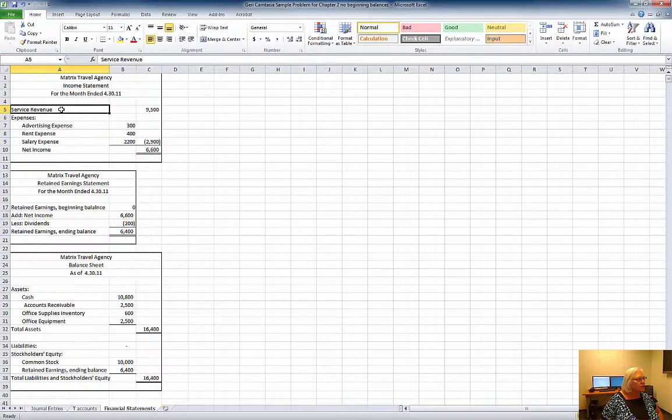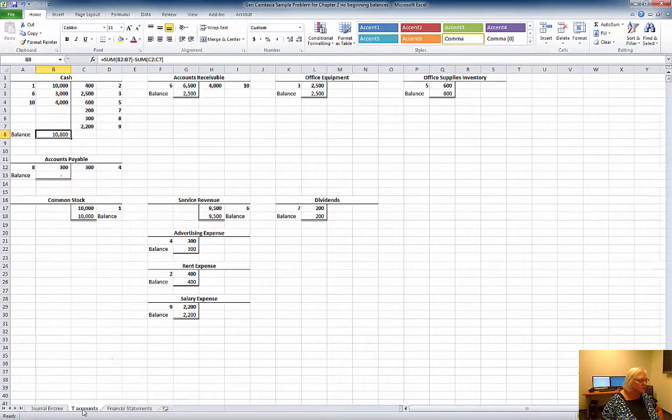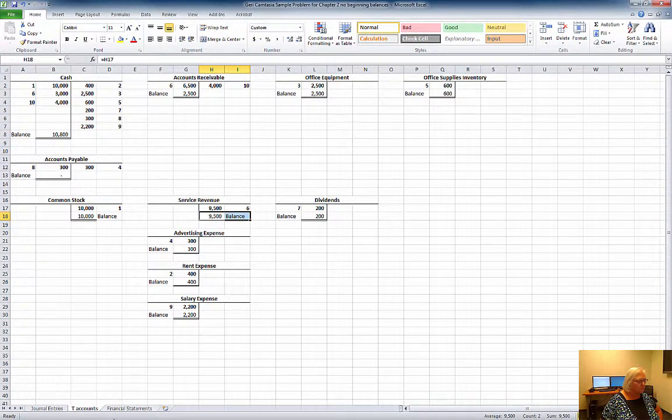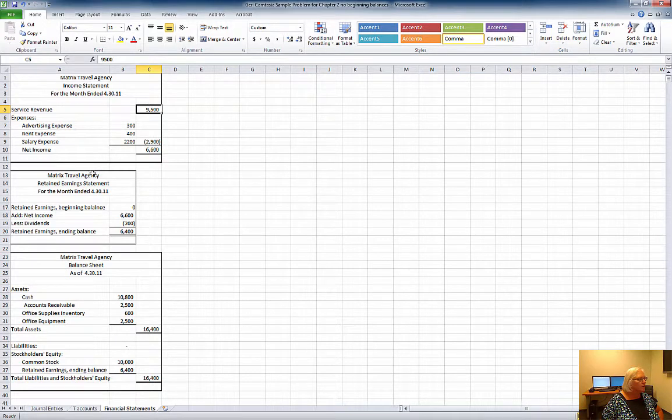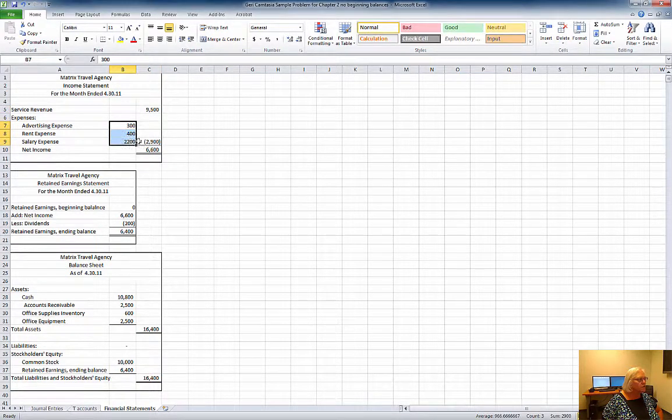So we only pick up revenues and expenses for the income statement. And our revenue, if we go over to our T account, we'll see that the revenue account has a balance of $9,500. And our expenses, we have a $300, a $400, and a $2,200. So 3, 4, and 22 total $2,900. And net income then is $6,600.